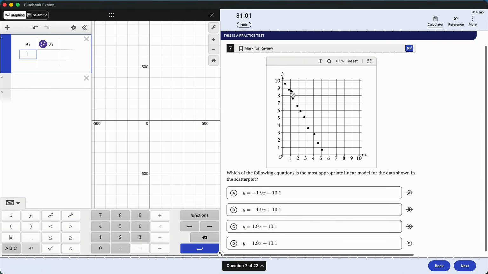I'll go with 1,9. That's about there. These don't have to be perfect. You'll see there's one that's much closer than the other. And you just need another point. So I'm going to go with 4,3, right? You put in your 2 points.